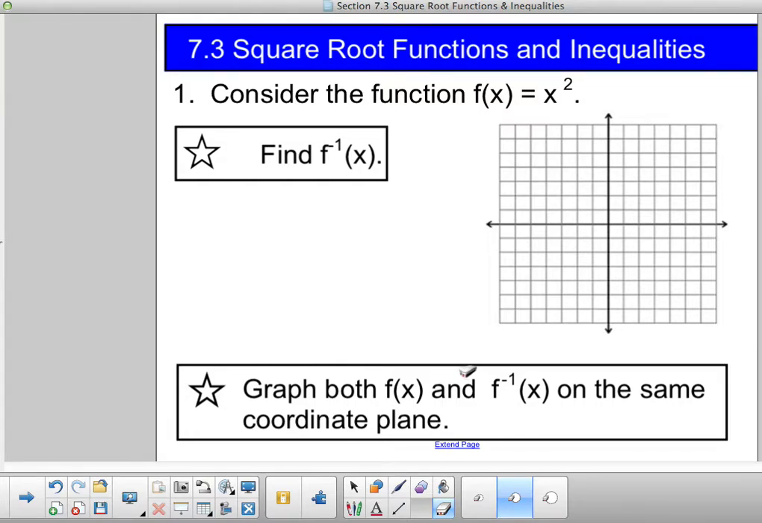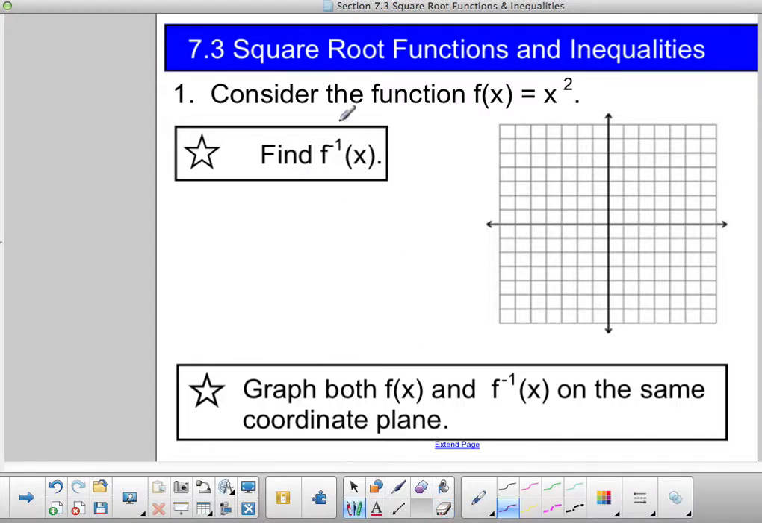Hello class and welcome to section 7.3, square root functions and inequalities. We're going to go ahead and graph square root functions and inequalities today. But before we do that, we're going to consider the function f of x is equal to x squared. Our directions here tell me to find f inverse of x.